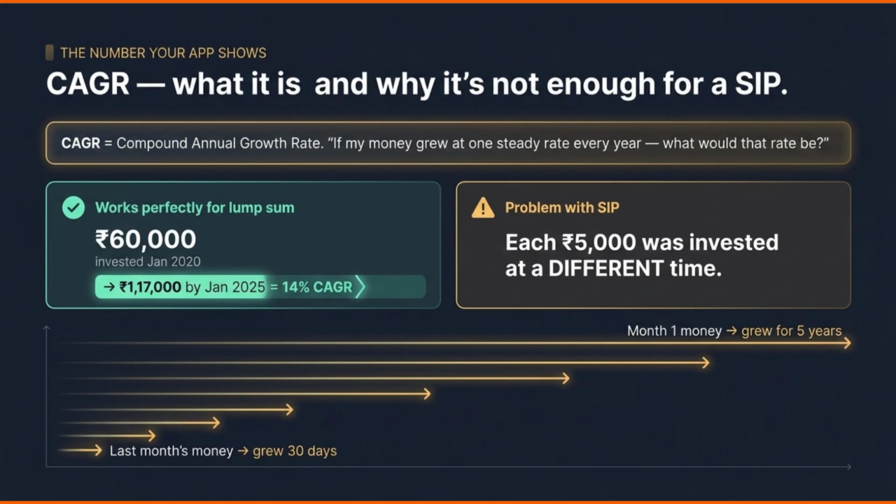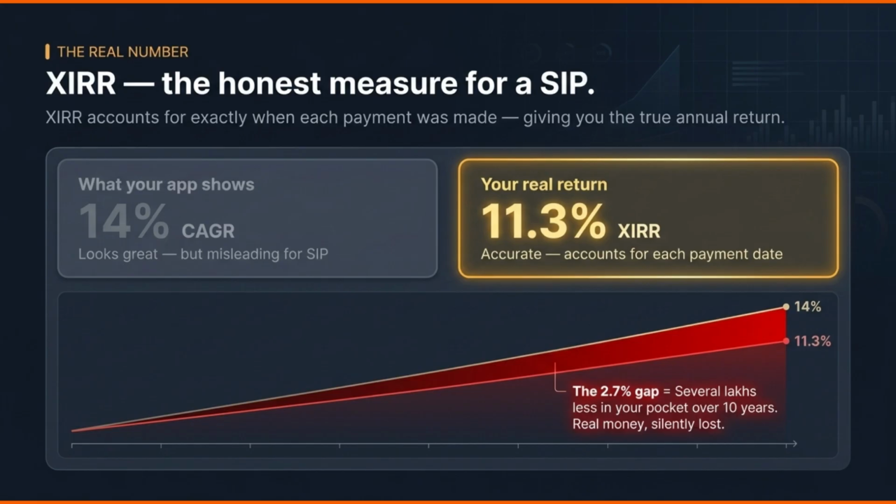CAGR works perfectly for a lump sum investment, but it is terribly misleading for an SIP. Why? Because each 5,000 rupees installment was invested at a different time. Your very first installment has been growing for years, but your installment from last month has only been growing for 30 days. The honest measure for an SIP is called XIRR, which accounts for the exact date each and every payment was made, giving you your true annual return.